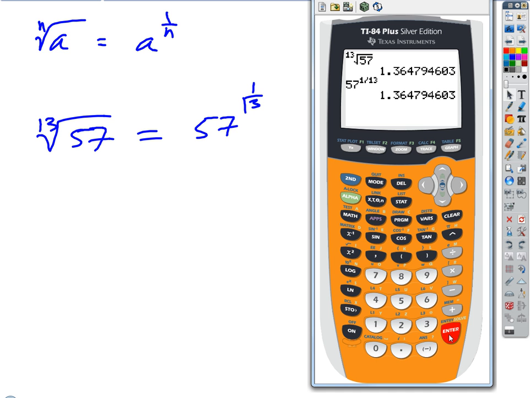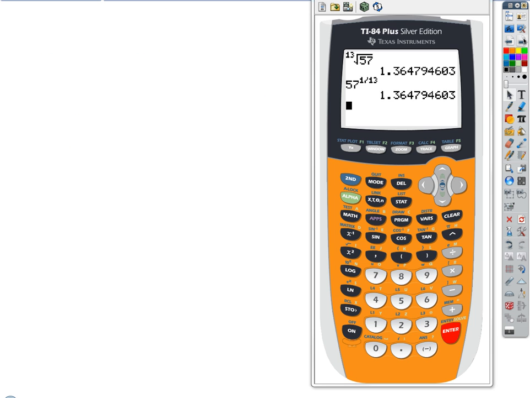And by the way, you want to know what kind of problems are on the assignment. Some of the problems are going to be things like write this like this, or write this like this. Okay, so now what about this?